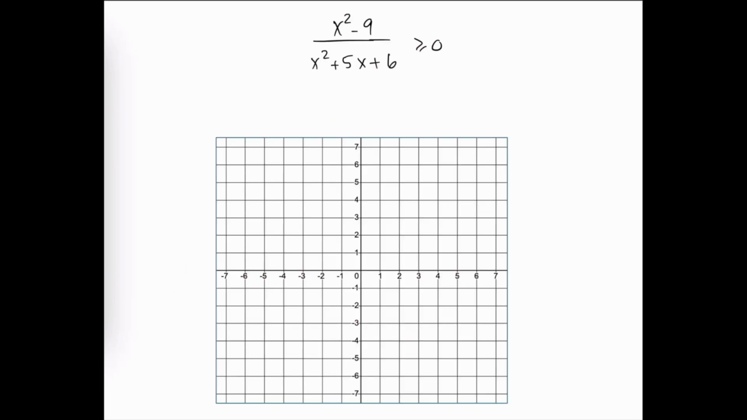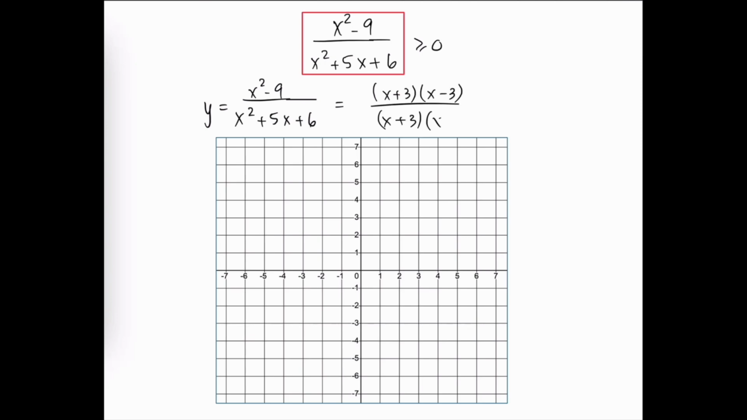So here's the rational inequality, and we're going to graph it by taking this rational expression, setting it equal to y, and then using our processes for graphing a rational function. In order to graph a rational function, the first thing that we wanted to do was to factor the numerator and denominator completely. And when we do that, we see that we have a common factor of x plus 3 in the numerator and the denominator that cancels out.